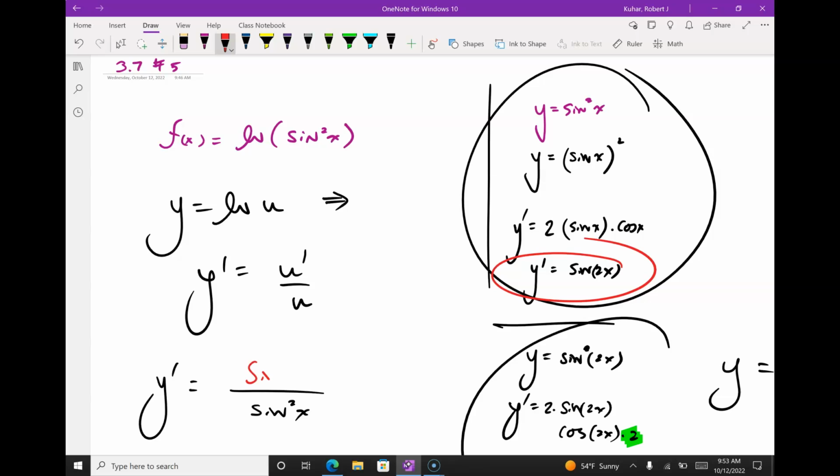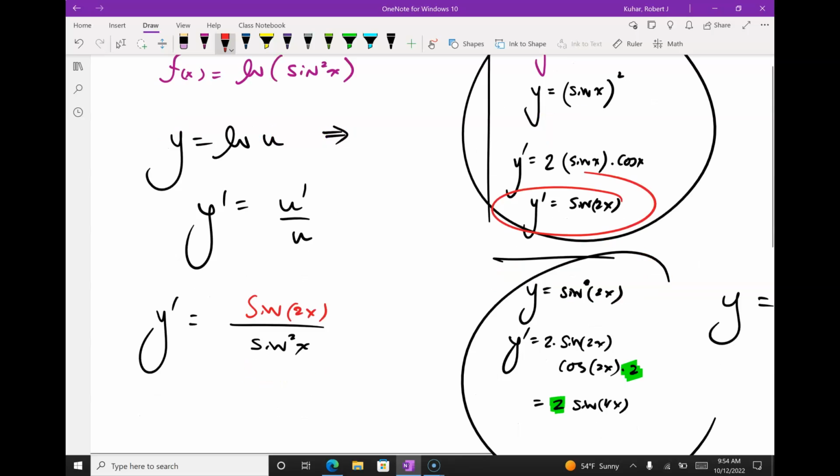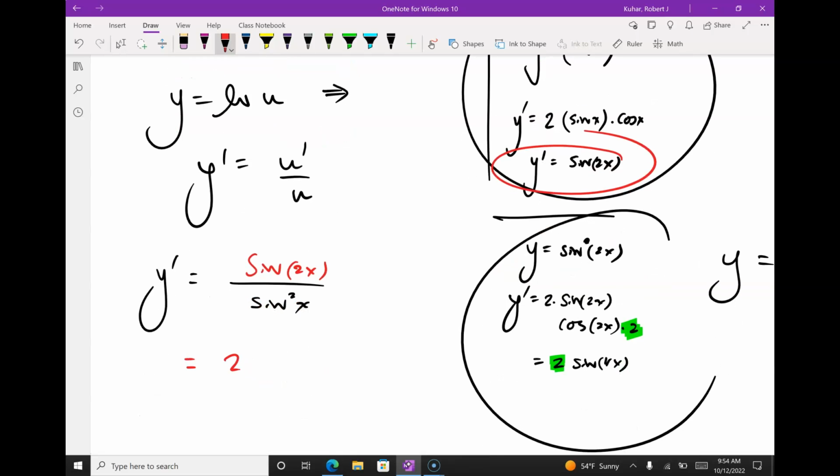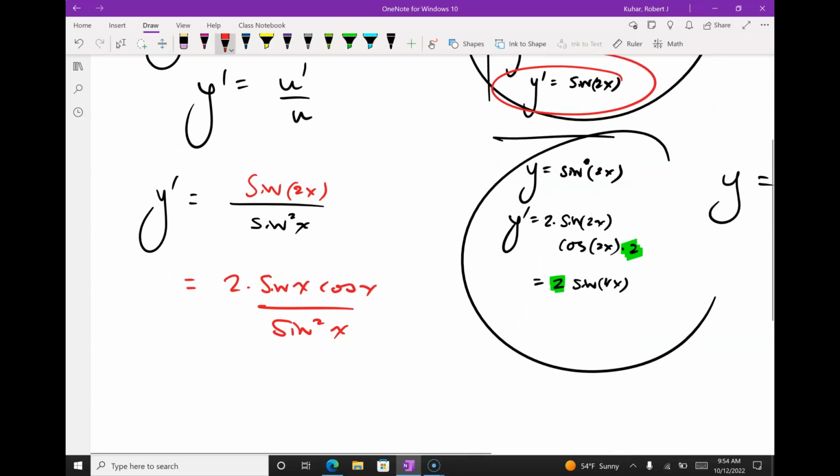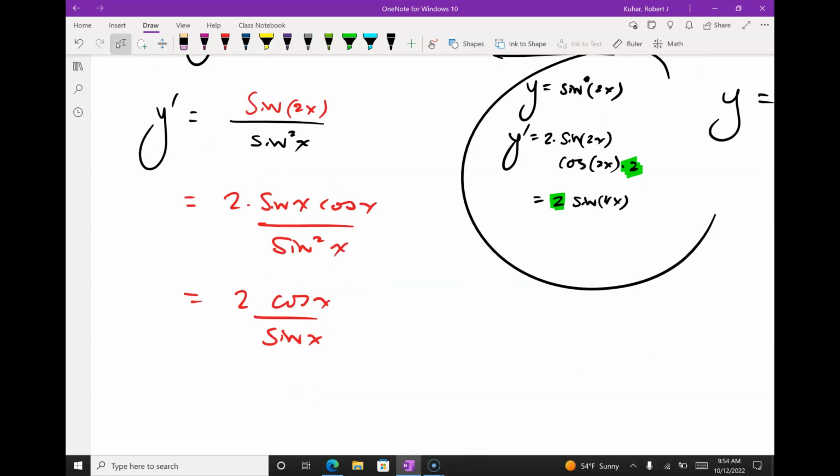Sine 2x, right? But it looks like if I don't use the identity version, I might get something a little bit nicer. If I use it as 2 sine x cos x over my sine squared x, you see I get 2 cos x over sine x, right? One sine x cancels, and that's what? Cotangent, right? Cosine over sine is cotangent. Sine over cosine is tangent, yes?